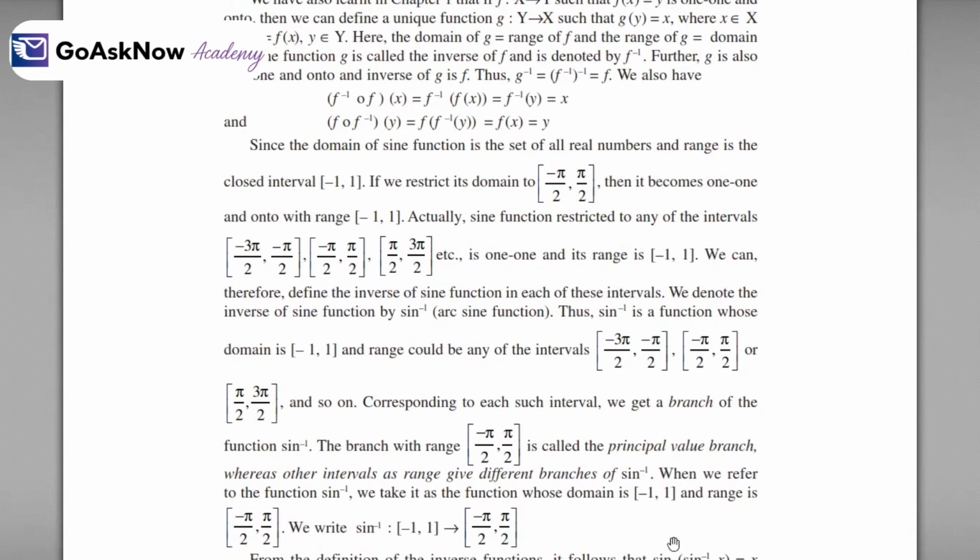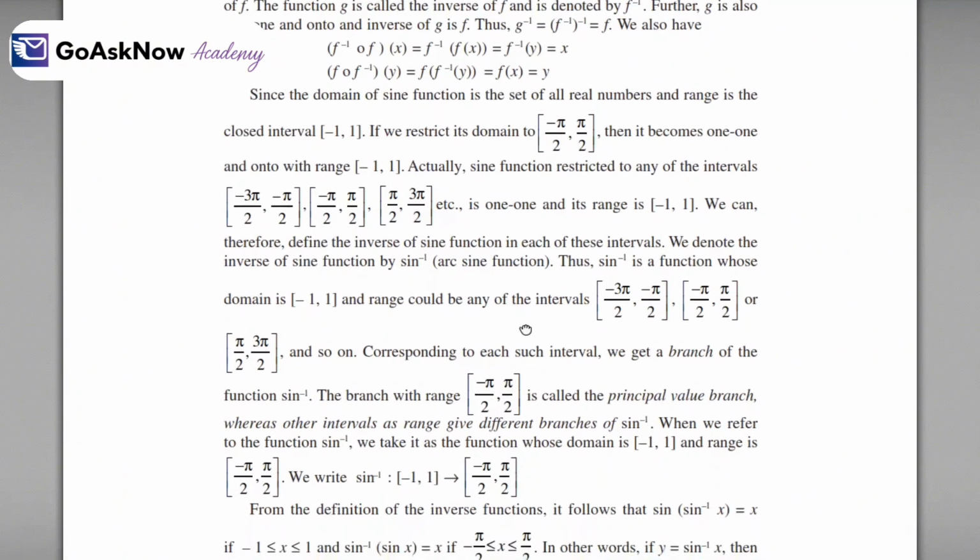If we want, we can restrict our interval to any other, like minus 3 pi by 2 to minus pi by 2, minus pi by 2 to pi by 2, or pi by 2 to 3 pi by 2. In all these intervals, the function is one-one and onto also. But we will generally take minus pi by 2 to pi by 2 because it is the principal interval. It means that it is the primary interval, in which you can find the sine function as one-one and onto.